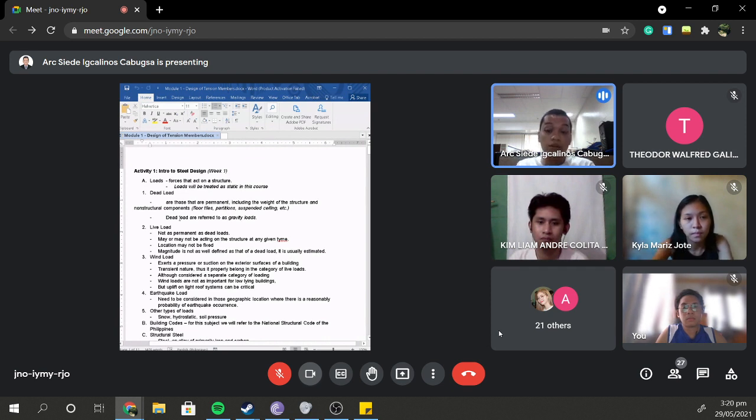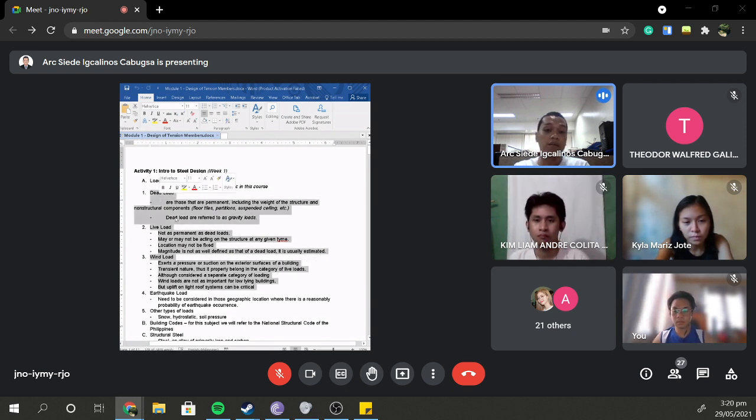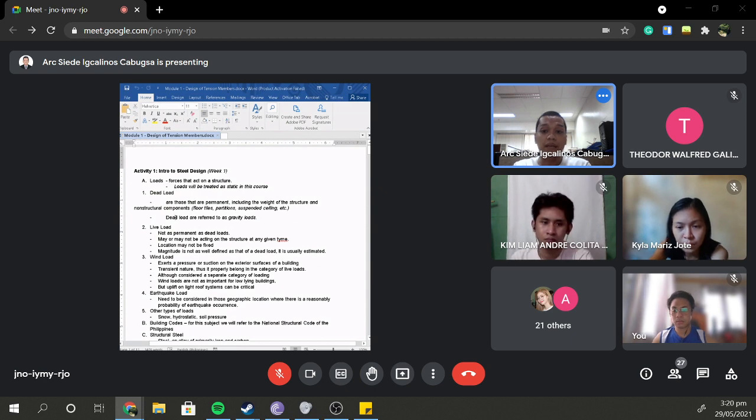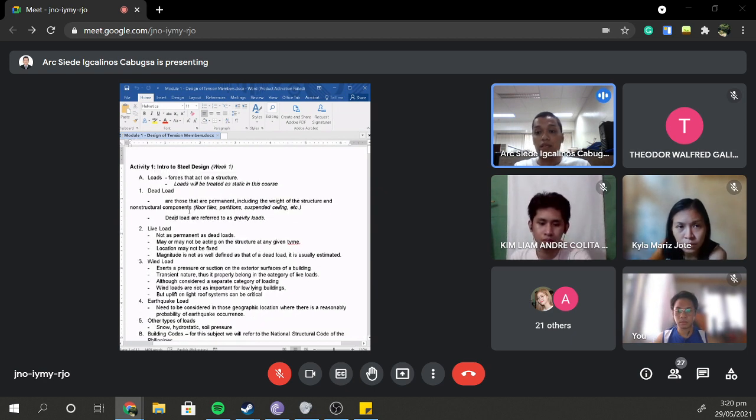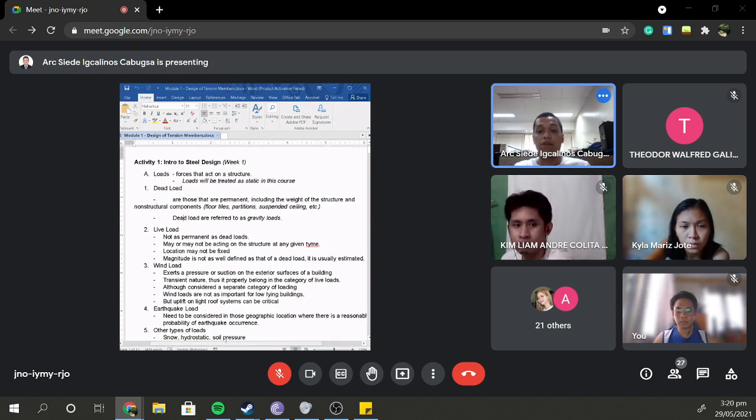For example, loads: all the forces that act on a structure. Medyo basic na, we already discussed what loads are. Loads will be treated as statics in this course, so we will not dive into dynamic loading for our structure. All right.